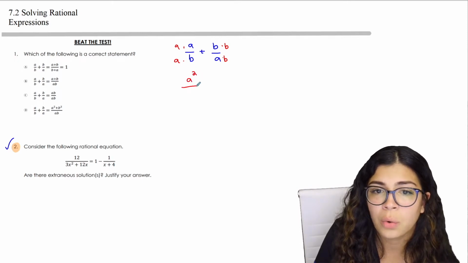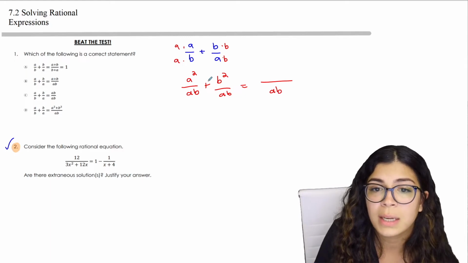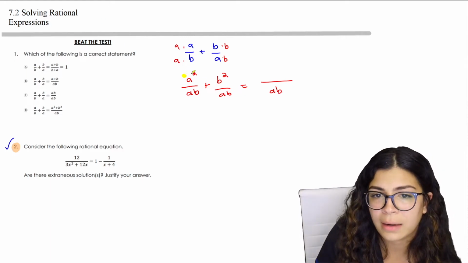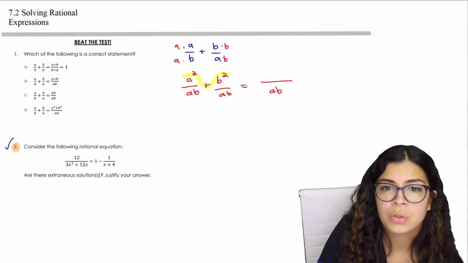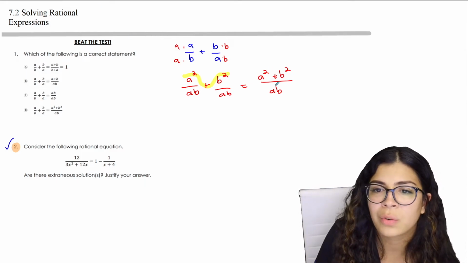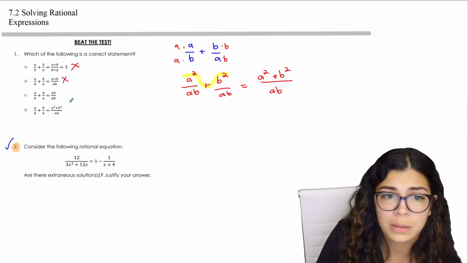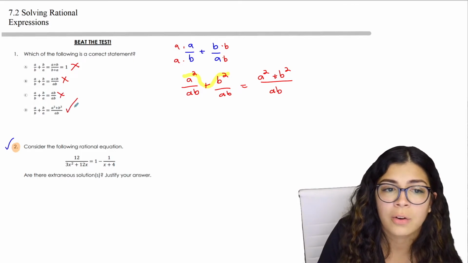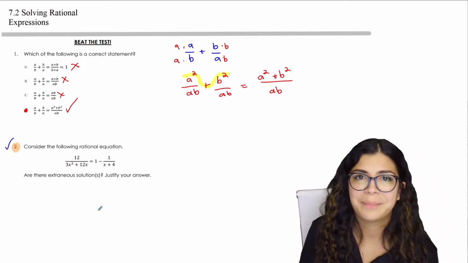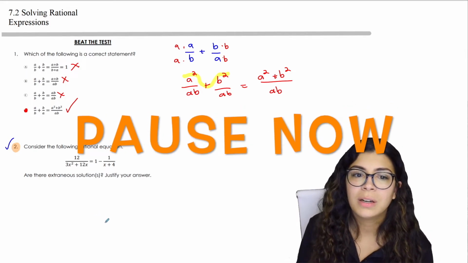And I would get a squared over ab plus b squared over ab. And now that the denominators are the same, they stay the same for my final result, and I just combine and add the top. So here I end up with a squared plus b squared over ab. That's not this one, and it's not this one, or C. Our correct answer would be D. Okay? Now go ahead and pause and try number 2 on your own.